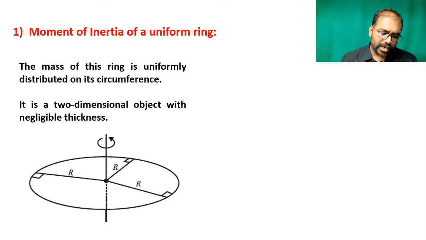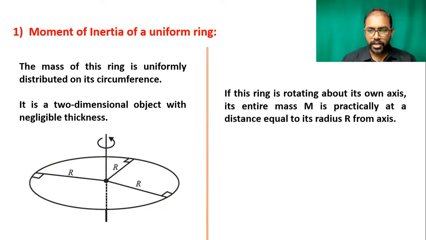Now this ring rotates about an axis passing through the center, and the moment of inertia of the ring we can call I. This I is the moment of inertia. And the mass of this ring is distributed on its circumference. You can see here the mass of the ring is uniformly distributed along its circumference. Then here we have to write the moment of inertia of the ring.